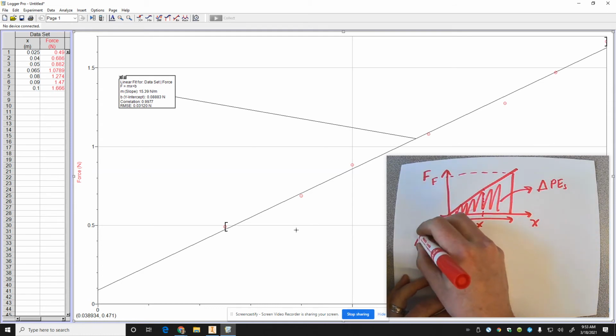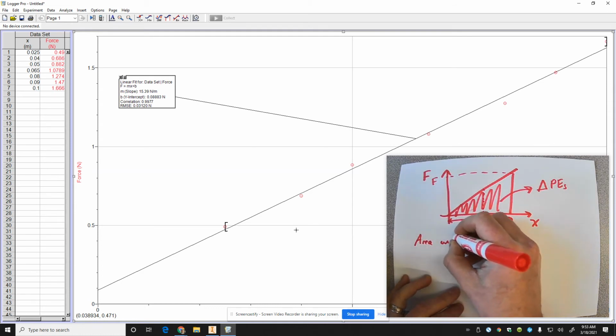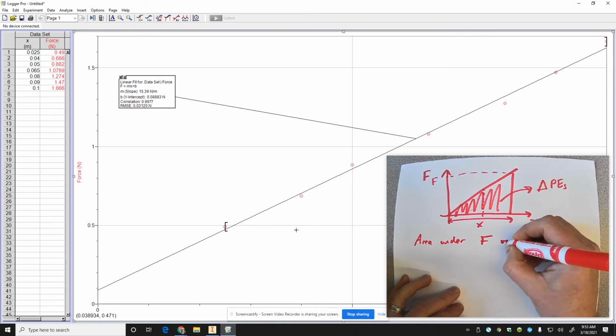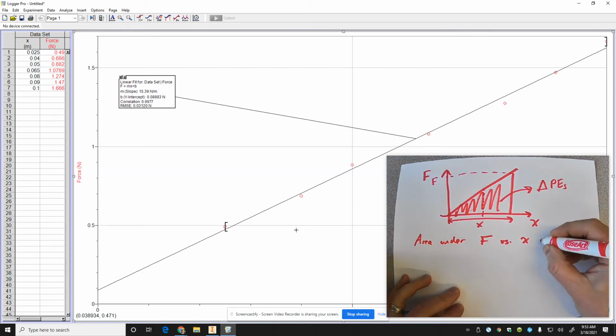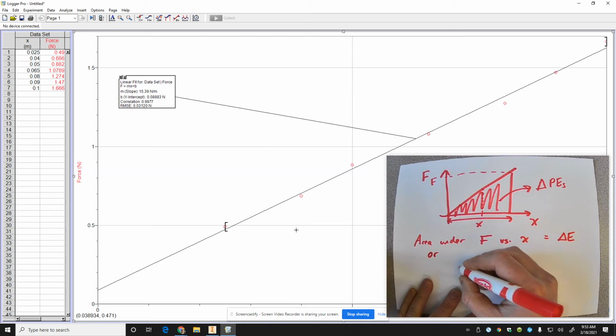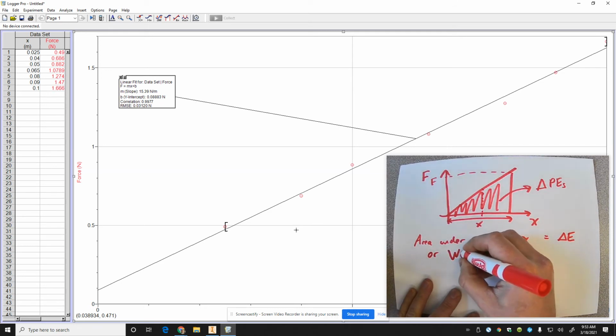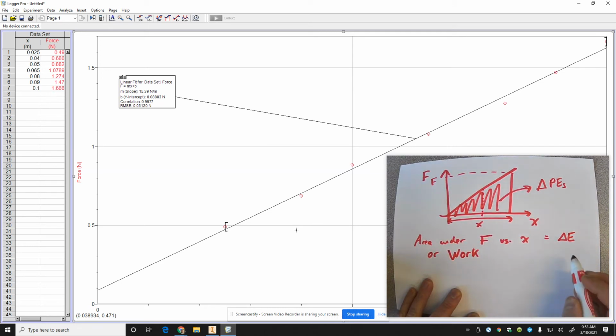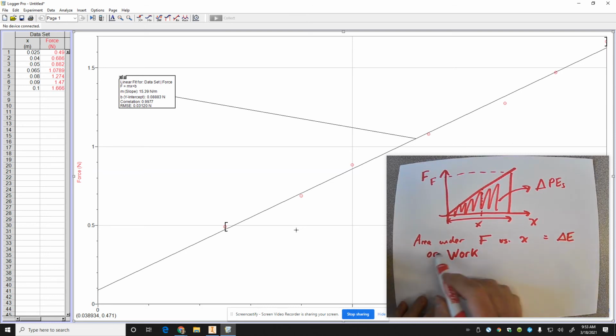This is a definition here. Area under force versus distance or position equals change in energy, or what we call work. All right? Change in energy or work. All right, so this is really important. I'm going to shoot another video later on talking more about this, but area under force versus position is change in energy or work.